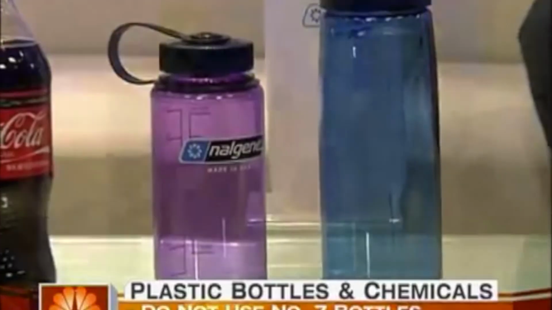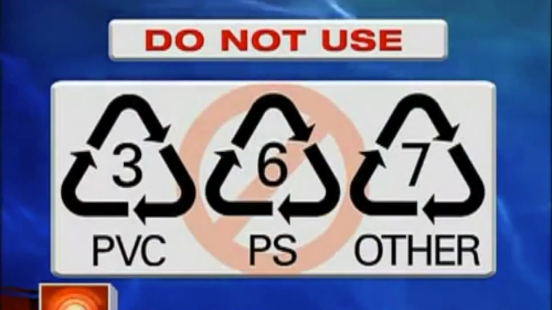It's confusing. The key: turn it over. Inside the little triangle, you'll see a number from 1 to 7. Bottled water, or PET, is number 1. Some number 7s are the ones with bisphenol A. The bottles with the numbers 3, 6, and 7 are not safe for use across the board. I think this is going to startle a lot of people.